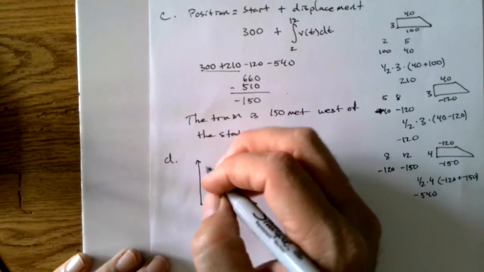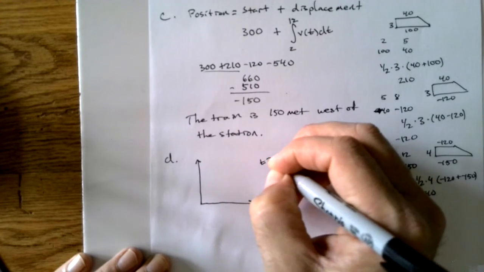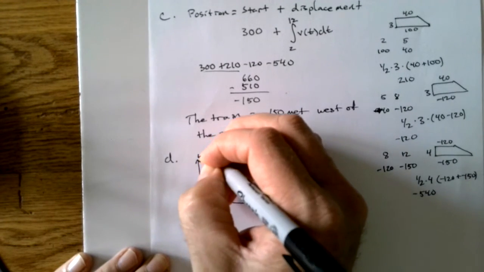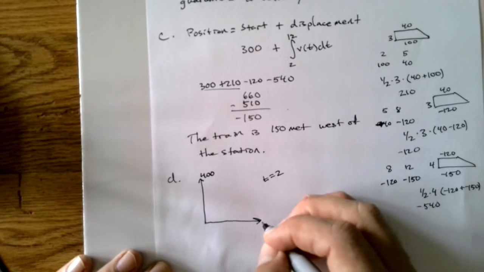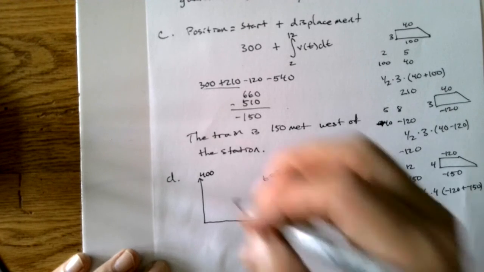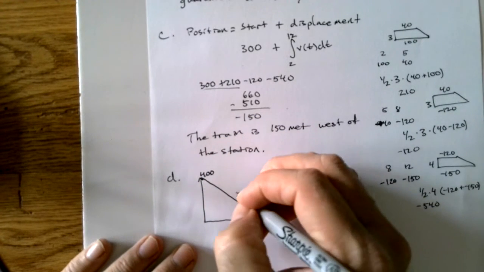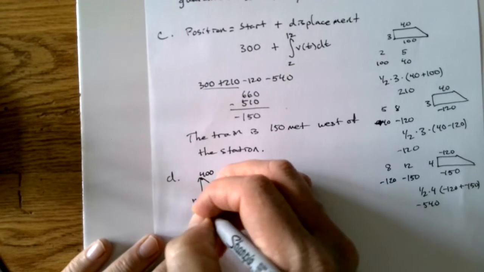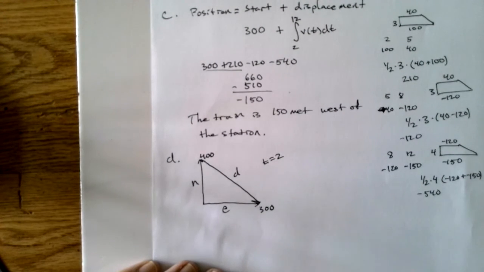The north train, it says that at time equals 2, it's 400 meters away from the station. Well, we know from the problem above that at time 2, this one's 300 meters away from the station. The question is, at what rate is their distance changing? So we have east, we have north, and we have the distance. At what rate is their distance changing at time 2?